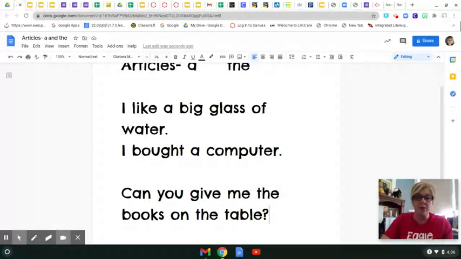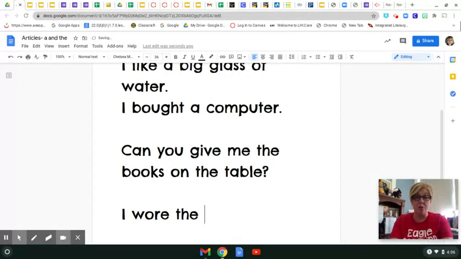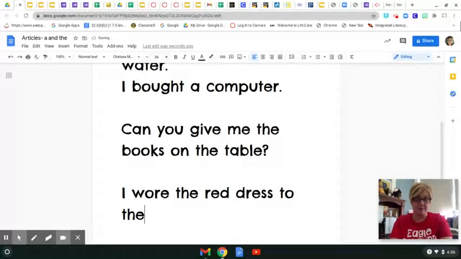Okay. Another example using the word the might be if I wanted to talk about, again, anything specific, I wore the red dress to the dance. Okay. Which red dress? The red dress, the one I have or the one that's in my closet. Okay. It's specific. We're talking about a specific item.